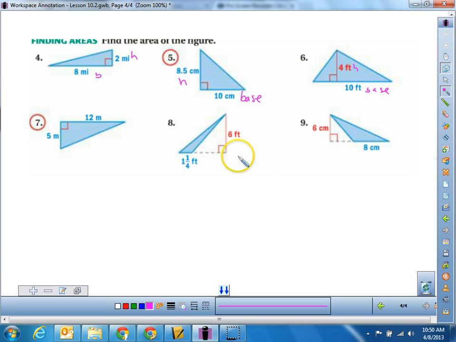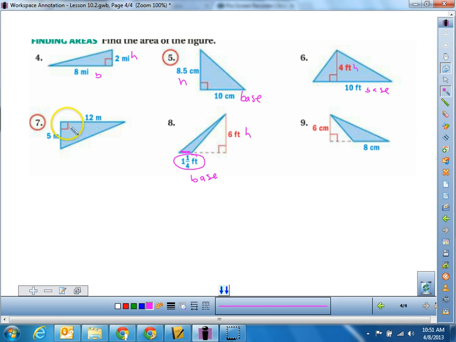These ones get a little tricky here. What's our base? It's just this part right here. This is dotted because it's not an actual line. 1 1/4 happens to be our base. Our height, because this doesn't drop inside, it's okay to drop it outside. This is still the height here. So this is going to be our height, the 6 feet.